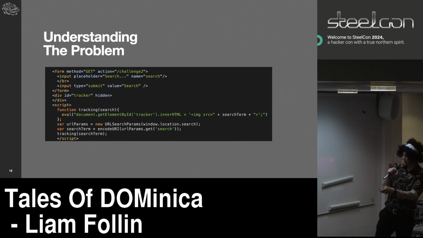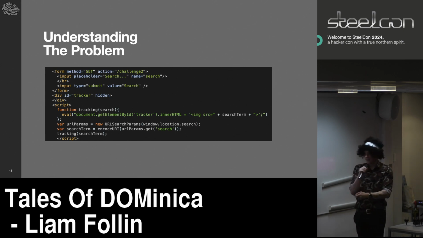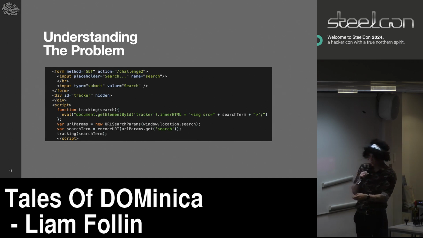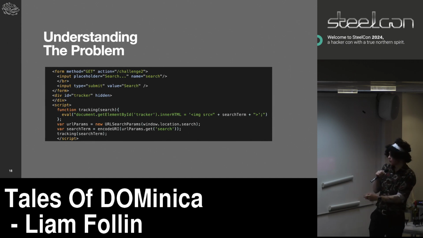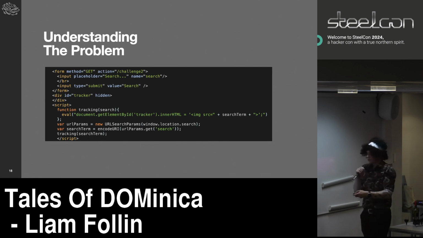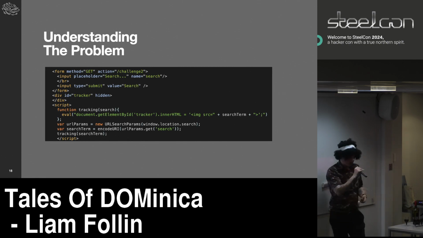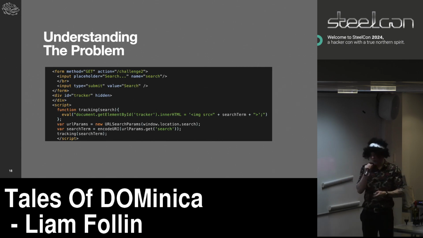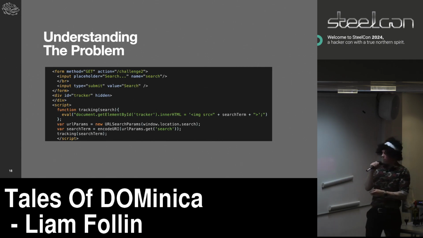If we have a slightly more complicated set of functions here, we've still got function tracking. We're still grabbing the search parameter. We're still passing it to tracking, but this is now even dodgier. We can see that we're evaling a string here. We've got document.getElementById tracker.html equals, and then we define our image source as the search term. So this was a pretty janky way of doing search term tracking. I haven't seen this in the wild in a little while, but at one point it was occasionally used, and this is just a basic example anyway.